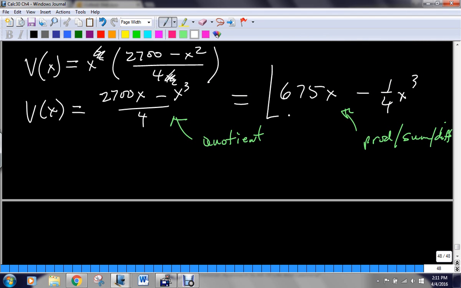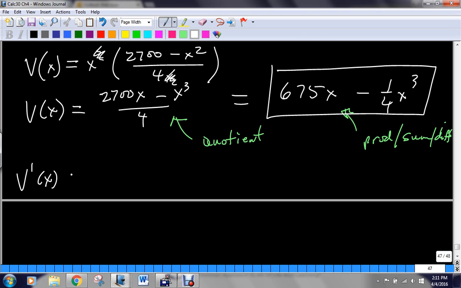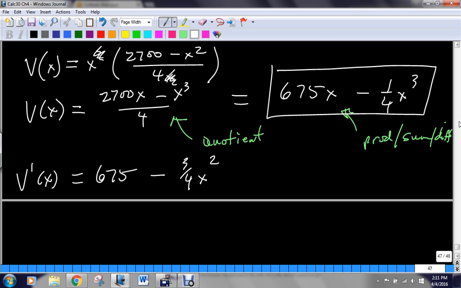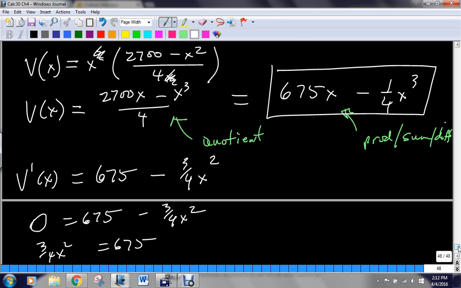Okay, so now that we've got this one in this format, let's just take the derivative of this. So b prime of x is 675 minus 3/4 x squared. And if we find the critical number now, so we let this derivative equal 0, we have 3/4 x squared equals 675.